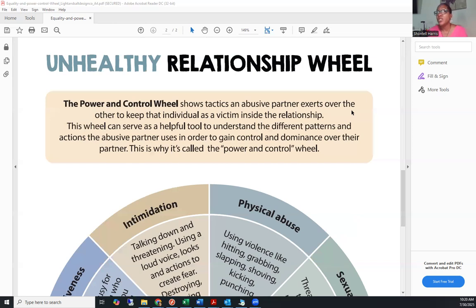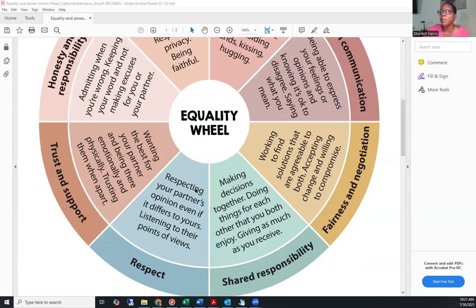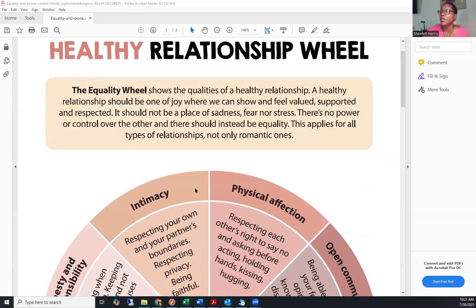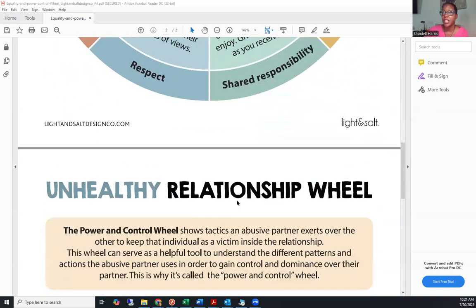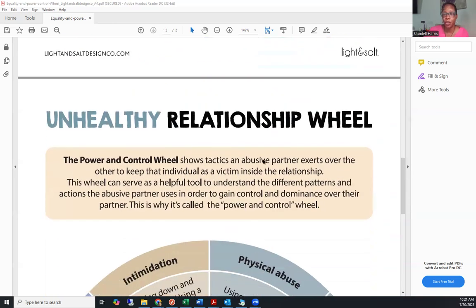The wheel can serve as a helpful tool to understand the different patterns and actions that abusive partners use in order to gain control and dominance over their partner. This is why it's called the power and control wheel. So we had the healthy wheel up here, which is the healthy relationship equality wheel. It shows qualities of healthy relationships with all these different categories. And here's an unhealthy relationship wheel, the power and control wheel.